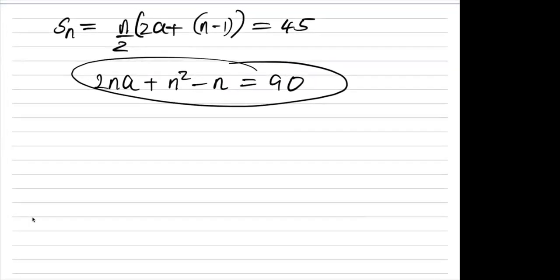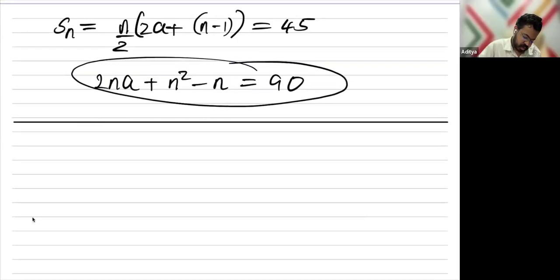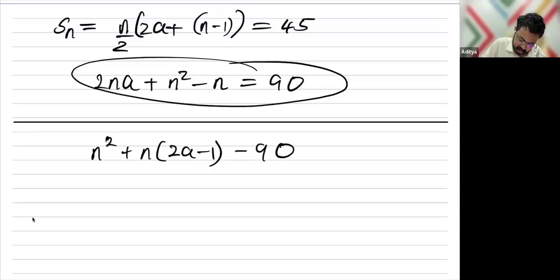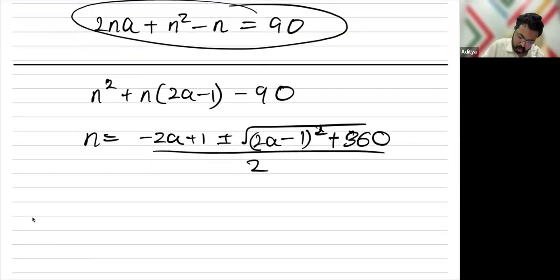Is it possible to use the discriminant to solve this question? Possibly, yeah, you can use the discriminant to solve this. That can work. n square plus n times (2a minus 1) minus 90. And then n you can write as minus (2a minus 1) plus minus under root (2a minus 1) the whole square plus 360, upon 2. So you try to play around with values of a such that this quantity becomes larger.